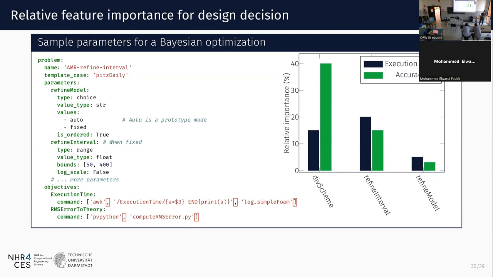Because, you know, you would say if I am refining too often, I would jeopardize the result. But still, not really. And I think the interval was quite large, like 50 to 400, so not a small range. But still, the relative importance of the refinement model, whether automatic or fixed, is not as much as, for example, just changing your divergence scheme.